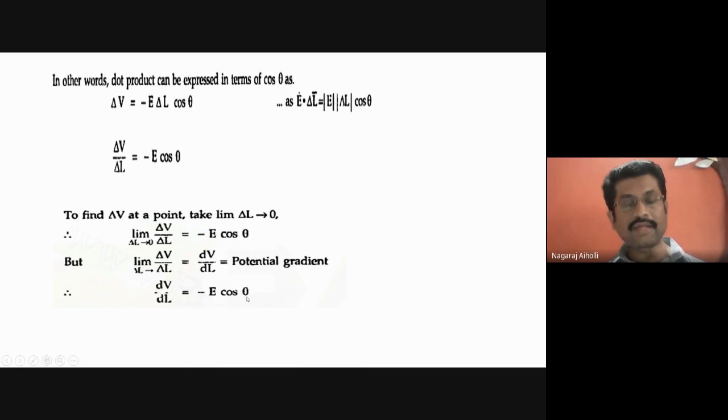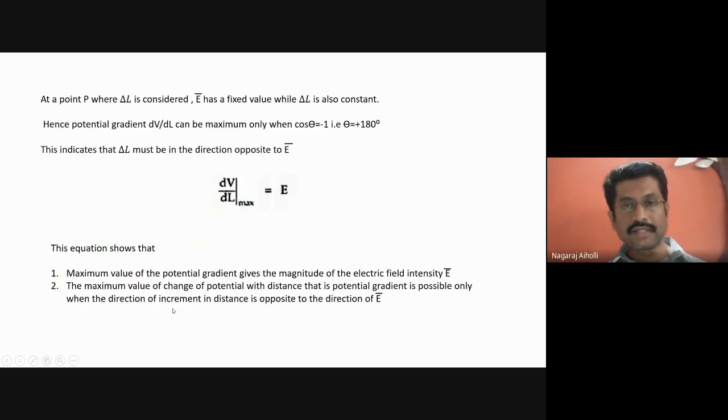So cos theta, that is cosine of 180 degree, will be -1, for which we are getting dV by dl as maximum. Cos theta is -1 at theta equal to 180 degree. This indicates that delta L must be in the opposite direction to that of E bar.